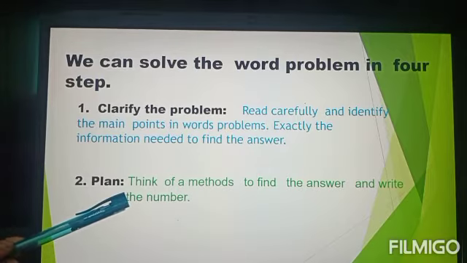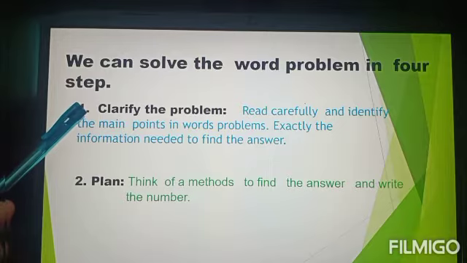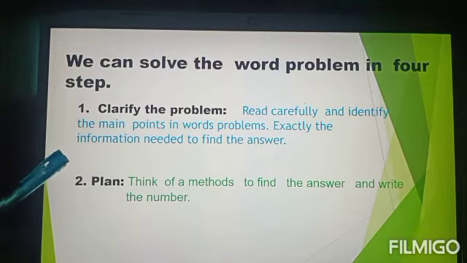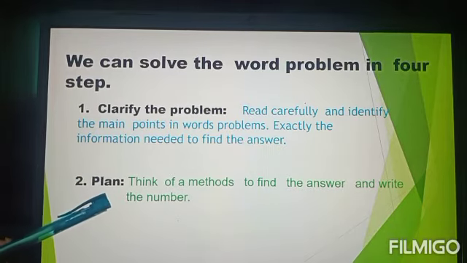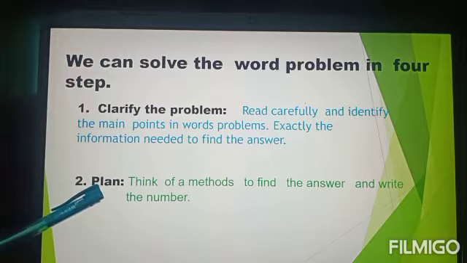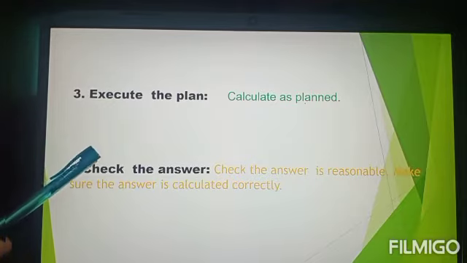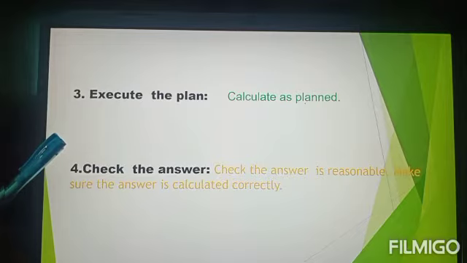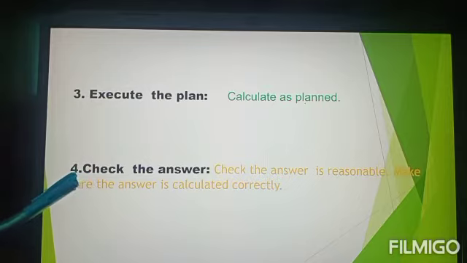Okay, these are the steps for how we solve a word problem. Number one, we have to clarify the problem. Number two, you have to plan, think about methods to get the answer, and find the numbers. Number three, execute the plan and then we calculate. Number four, check if the answer is reasonable and calculated correctly.